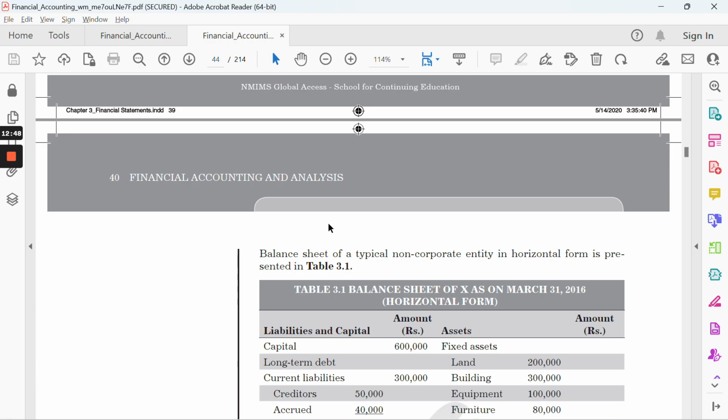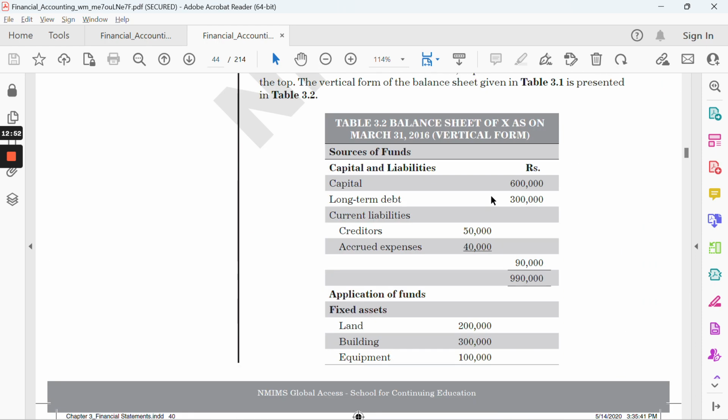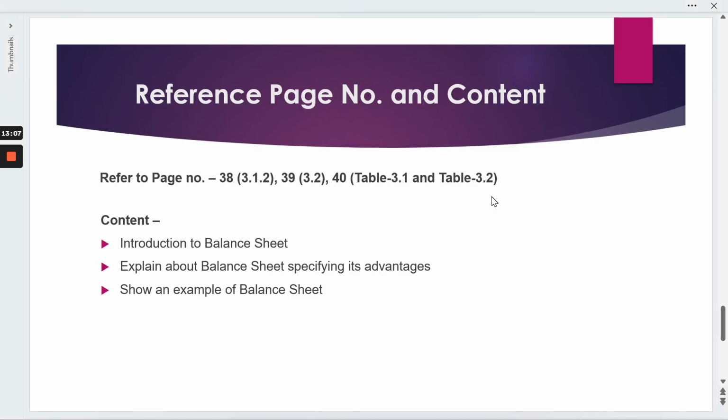Last but not the least, on page number 40, you can draw the balance sheet in the horizontal format or maybe in the vertical format, whichever suits you, just to give an additional example. Again, that would be helpful in getting an additional 1 mark. Let's make sure we don't exceed 500 words in total. So I think these are all three questions which are being asked, and you can easily write them down.